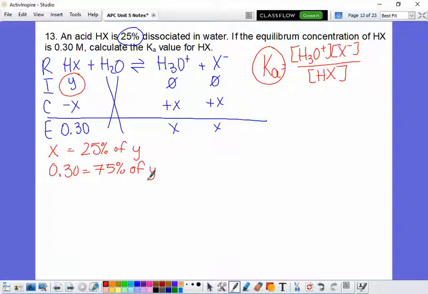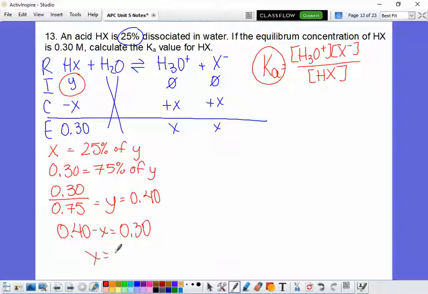Okay. So, if 0.3 is 75% of y, then I can take 0.30 and divide it by 0.75 to get y. Right? I'm just doing algebra here. What is that? Therefore, y is 0.40. And therefore, x is 0.1, because we know that 0.40 minus x has to be 0.30, so therefore x is 0.10. Woo, yay math.